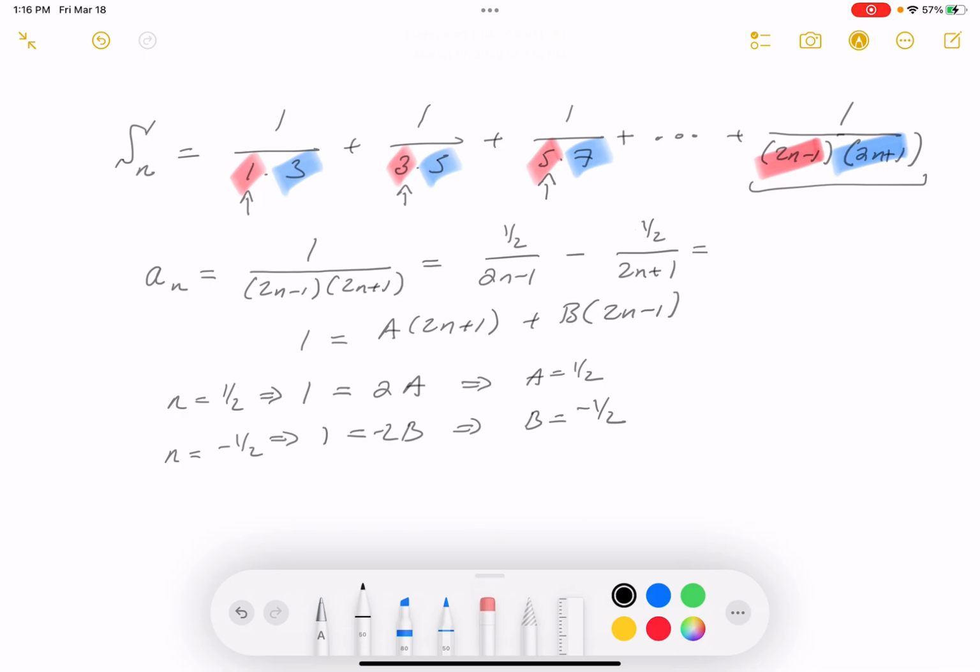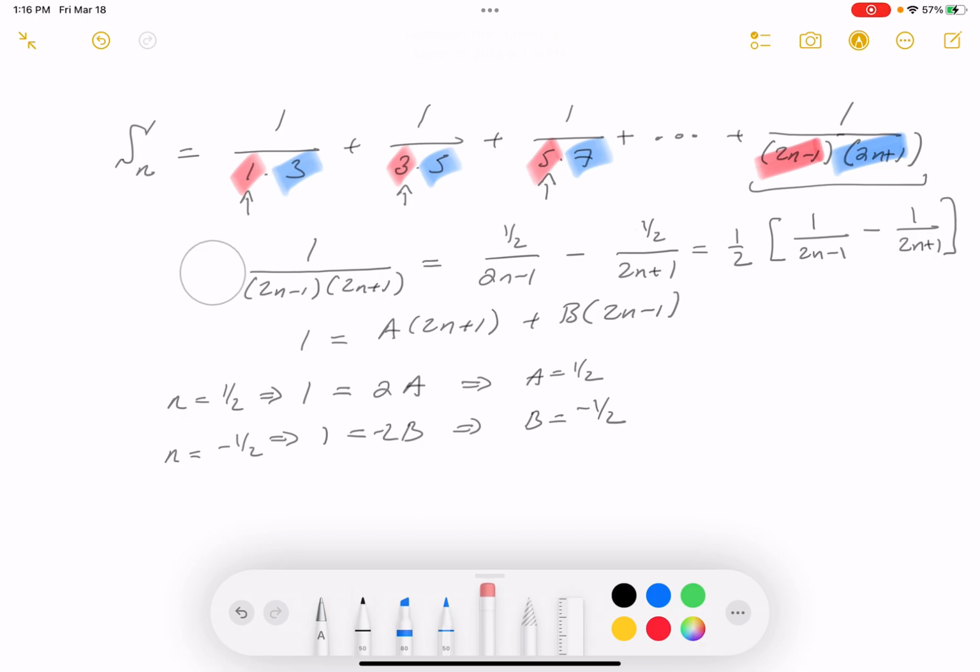I'm going to factor the half out. That's going to be 1/2 times 1 over 2n minus 1 minus 1 over 2n plus 1. All right? Now granted, a lot of work to get there, and someone says, am I done? You're not done, you're just starting.